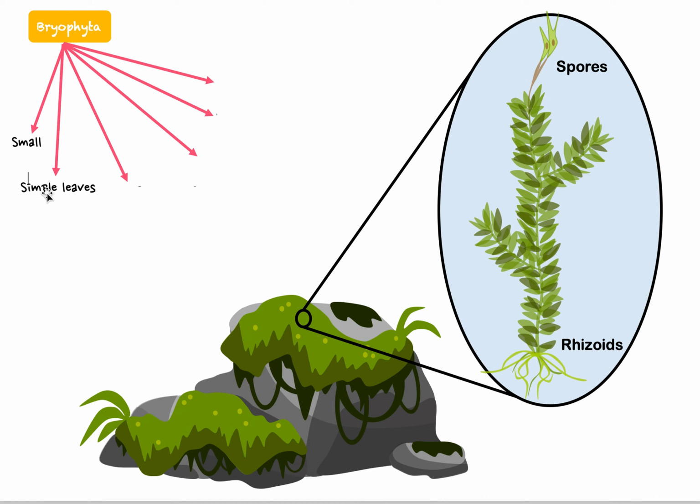The second is it has very simple leaves. And so if you look really closely with your eyes, they'll have very tiny, very simple leaves. They don't have big, complicated leaves like all other plants. So we call them simple leaves.